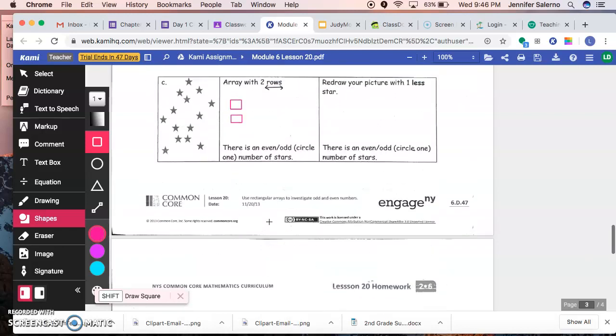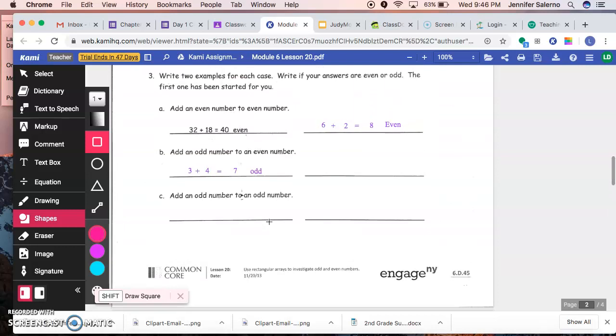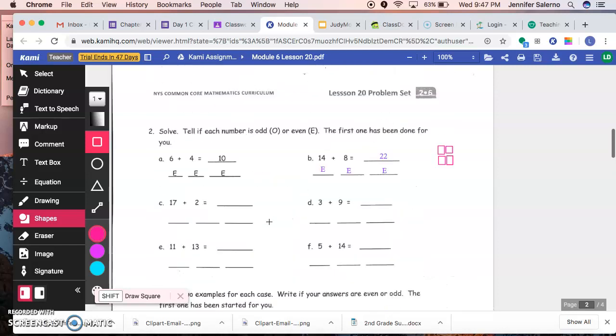So if you need any help, you have any questions, especially because this is the last lesson in Module 6, please reach out because your test is on Friday and let me know. I'm here to help you.